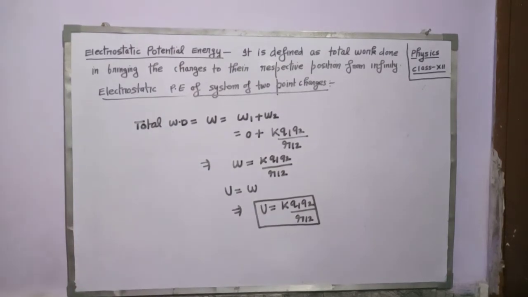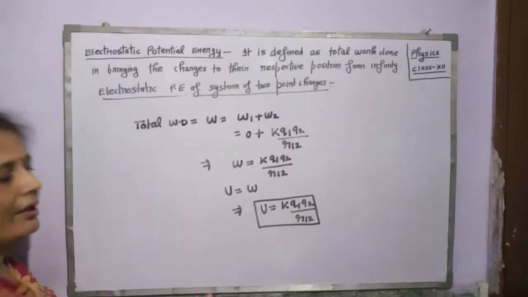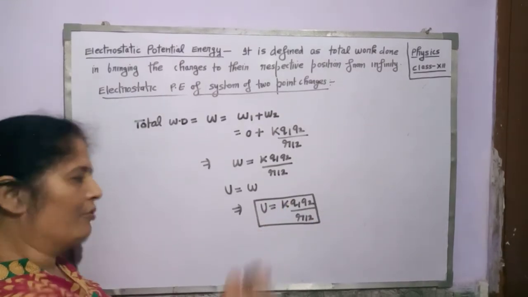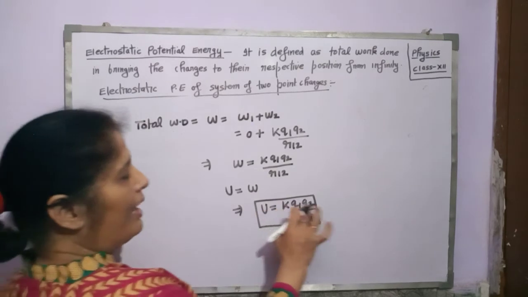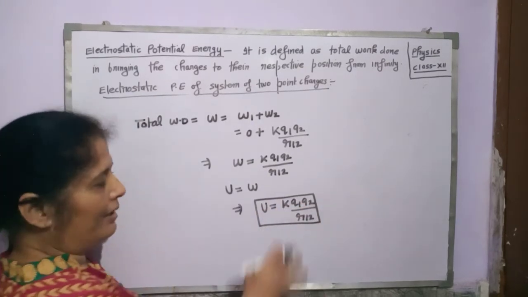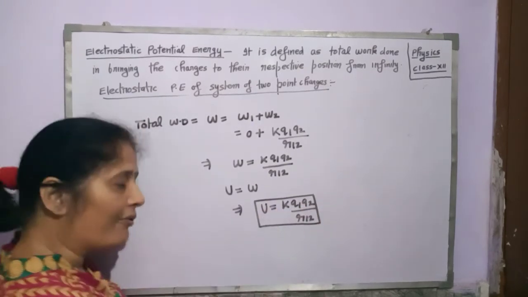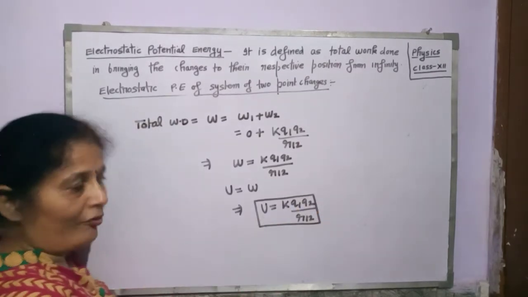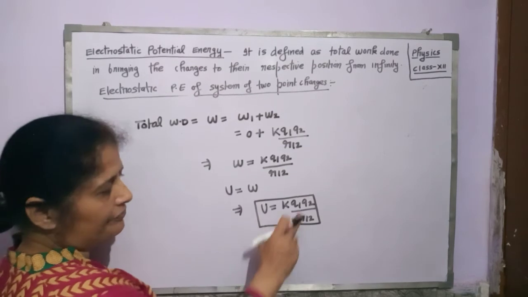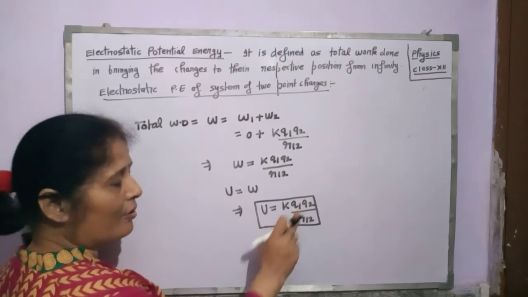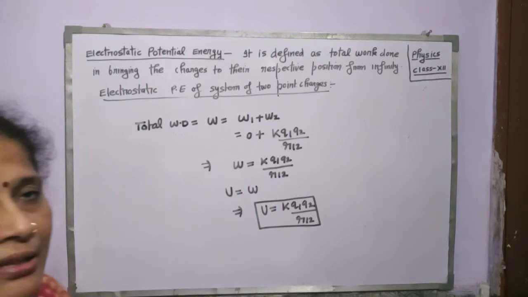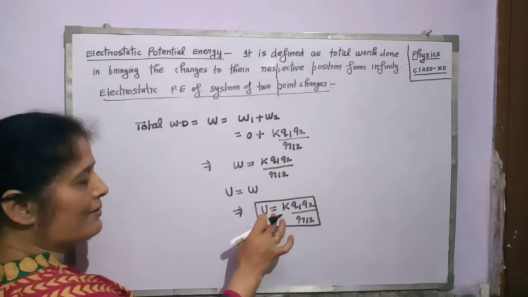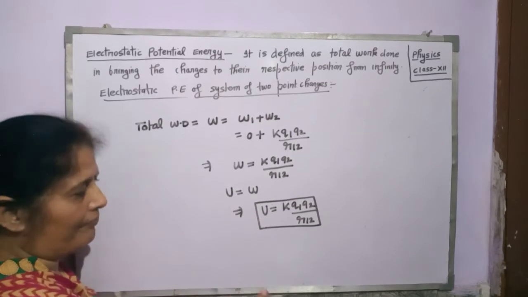Now, potential energy is a scalar quantity. If Q1 and Q2 both are positive, U is positive. If Q1 and Q2 both are negative, then U is also positive. If Q1 is positive and Q2 is negative, then U becomes negative. You have to substitute the sign of the charges Q1 and Q2 also, whether they are positive or negative. Similar is the case for the electric potential.